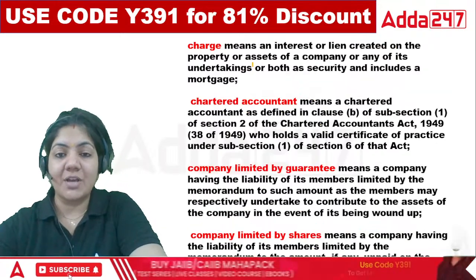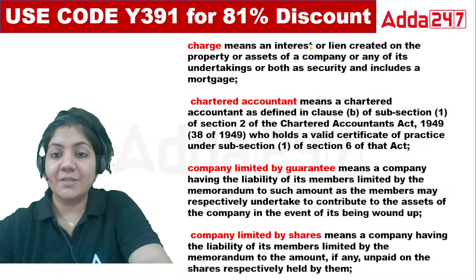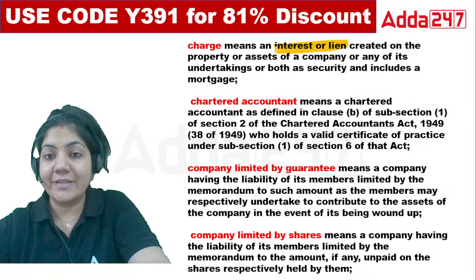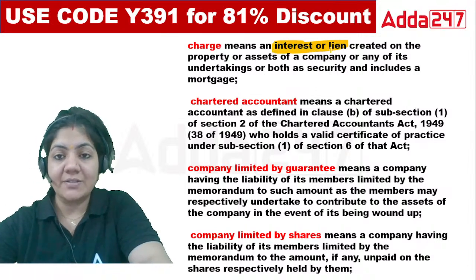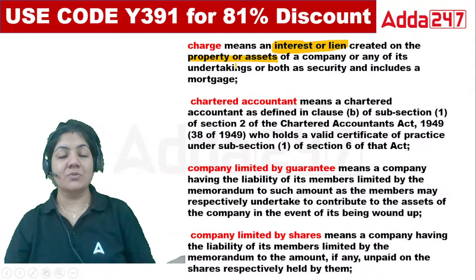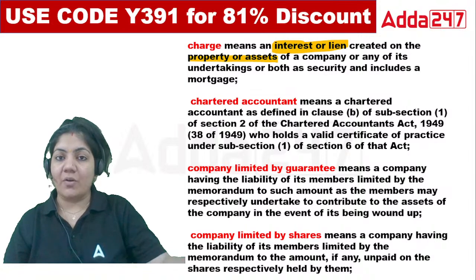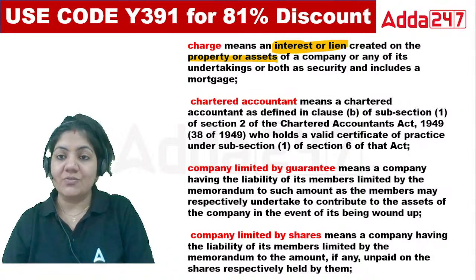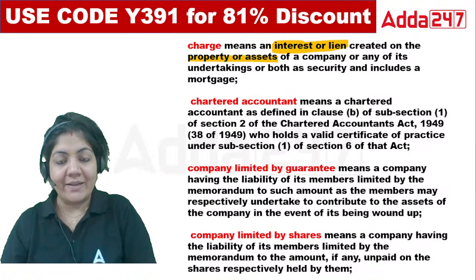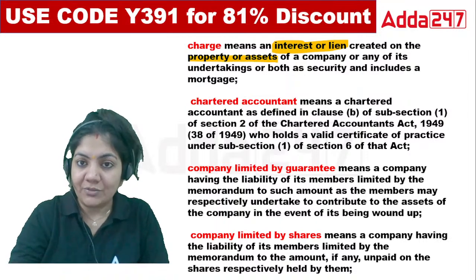Now, what is charge? In this point, it is written what is charge. So charge is basically the interest or lien. What is lien? Holding some property. So charge is the interest or lien created on the property or asset of a company or any of its undertaking or both, as security, and includes a mortgage. Suppose the borrower has taken money from the bank and submitted security. On that security, the interest and lien is created. Why lien? Because if the borrower is not able to pay the money, the bank has the authority to create a lien on that property, right?